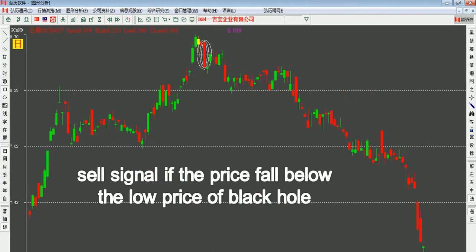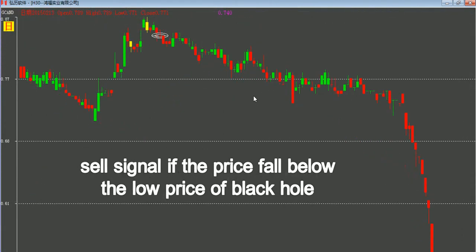Then if you see the price fall below the low price of black hole, you should sell quickly. So where is the sell point? Here is the sell point. Let me see next one. Where is the sell point? If you see the price fall below the low price of black hole, you should sell quickly. So here, you better sell. If you don't sell, you will lose much money.